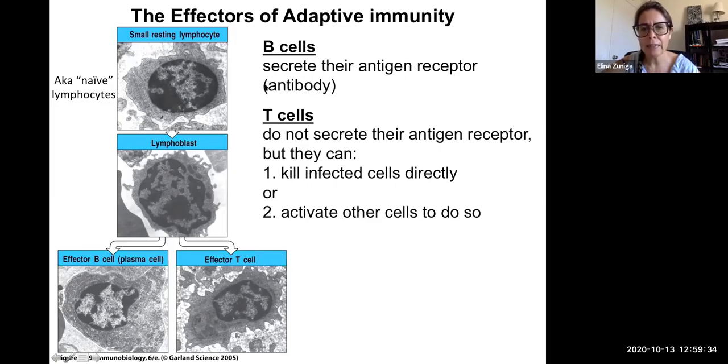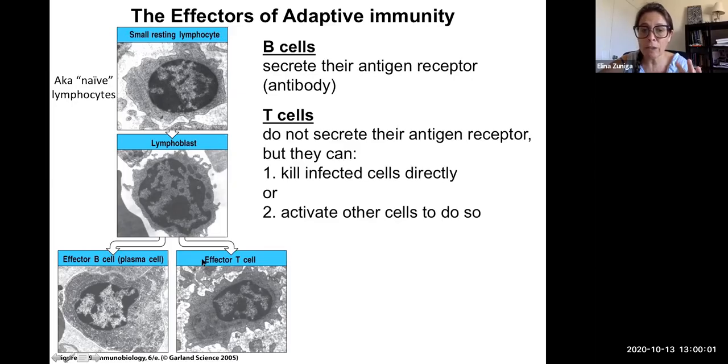And basically, the antibody is the same antigen receptor that the B cell has in the membrane, but now in a soluble form, and we'll learn about that. So the T cells, when they become effectors, cannot secrete their antigen receptor. So that's a distinction between effector B cells and effector T cells.